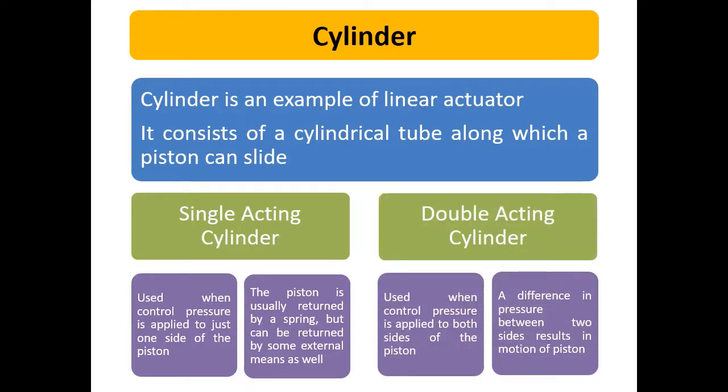The second type of cylinder is called as double acting cylinder. It is used when control pressure is applied to both the sides of the piston. A difference in the pressure between two sides results in the motion of piston.